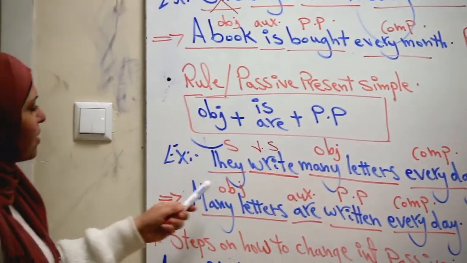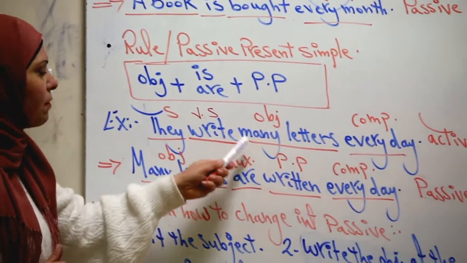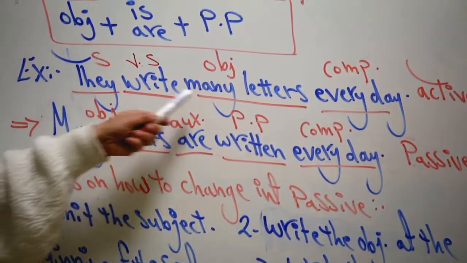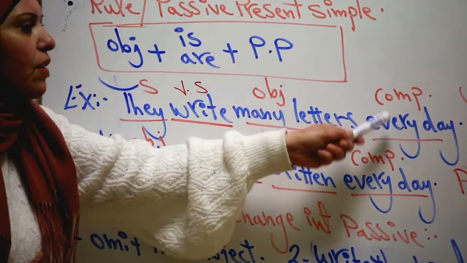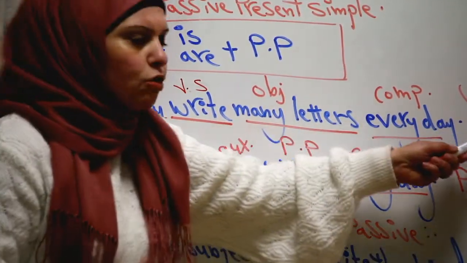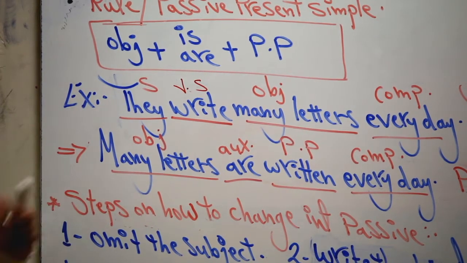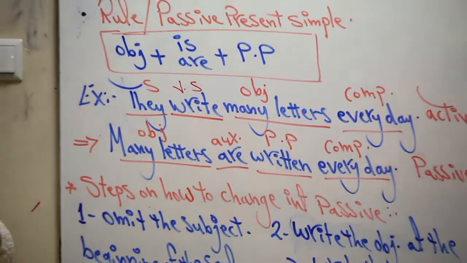Let's take the second example. I have here they write many letters every day. They هو subject, write verb, many letters the object, every day هو complement. تعتبر هاي الجملة active. ليش؟ لأن بيها subject فاعل. حنحول الactive into passive.